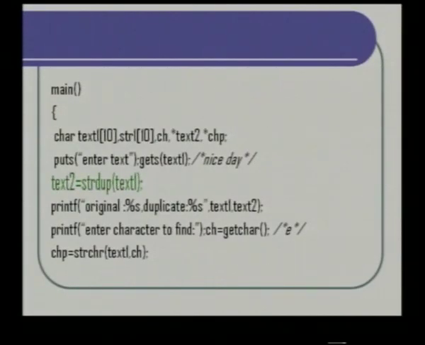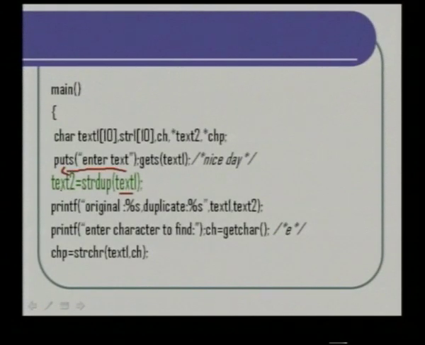So, strdup, the text which I have entered, I am using it as the argument and I am assigning it to text2. What is text2? It is a pointer variable. So, this text1 will get stored in this memory location which is held by text2. To access this value I have to use this pointer text2 to see whether this value has gone to that memory location.